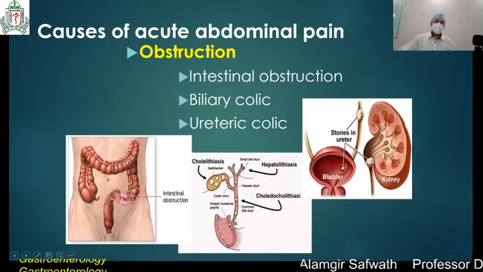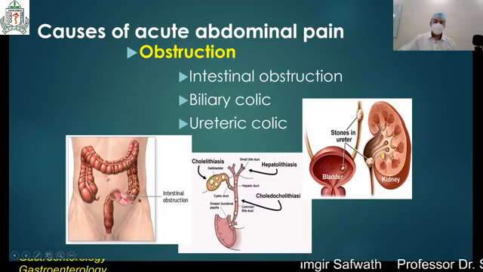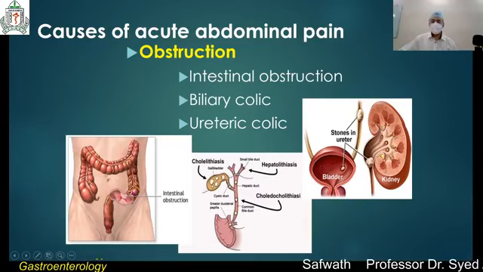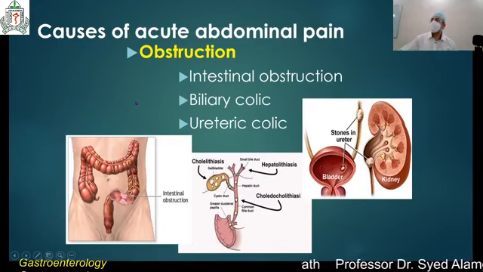And there is some obstruction in the large colon. Here you can see that due to a growth there is obstruction of the large colon, and it is also giving rise to luminal obstruction, and it can cause severe abdominal pain.